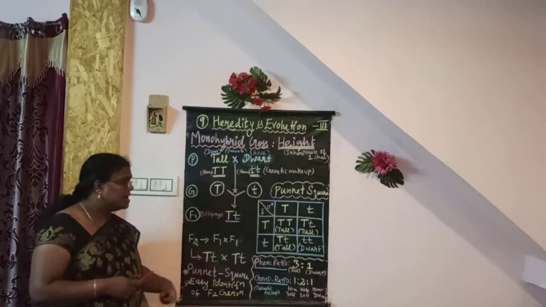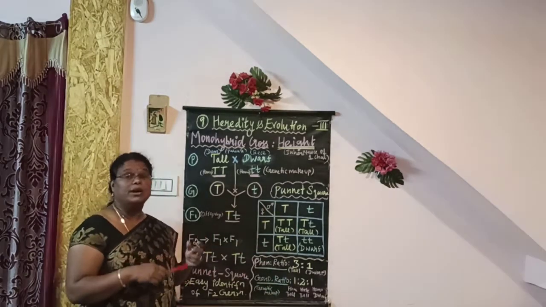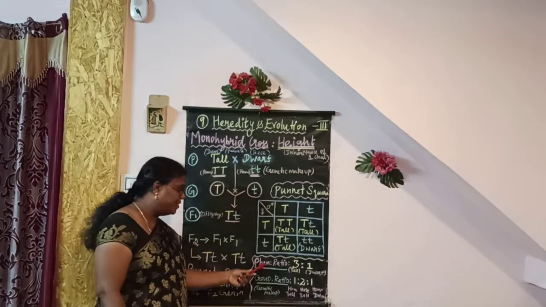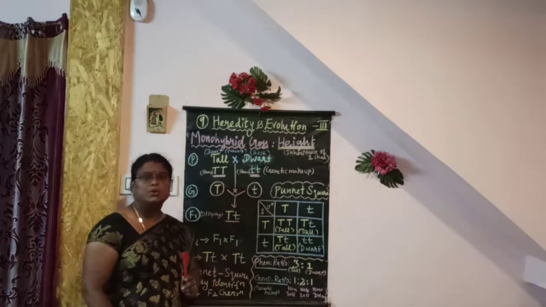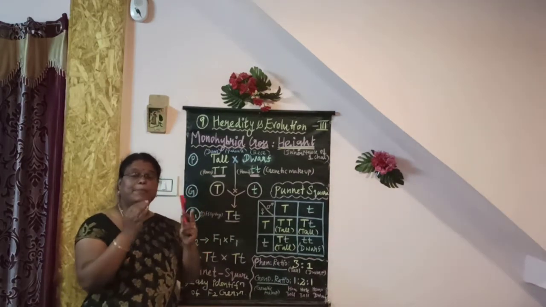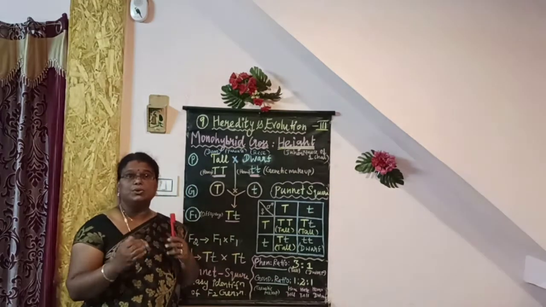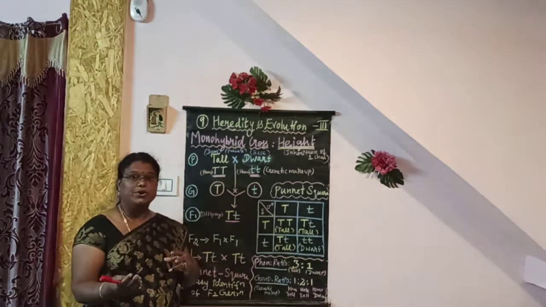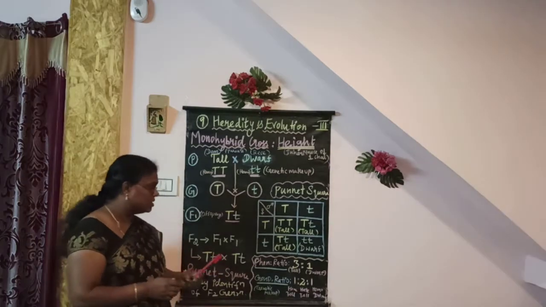Now we'll see the ratio, the finalized ratio of the monohybrid cross that Gregor Johann Mendel got. There are two ratios. One is the phenotypic ratio, another one is the genotypic ratio. Phenotypic ratio is related to the morphological appearance, which will be visible. Genotypic ratio is related to the genetic makeup or genes, which we cannot view, but only the morphological character we can view.